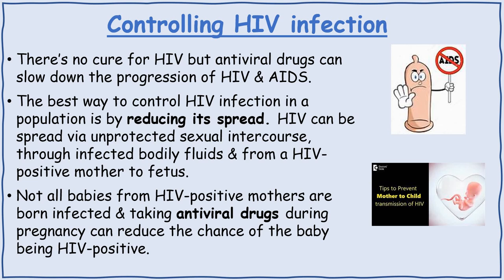The best way to control HIV infection in a population is by reducing its spread. HIV can be spread via unprotected sexual intercourse, through infected bodily fluids, and from a HIV-positive mother to a fetus. Not all babies from HIV-positive mothers are born infected, and taking antiviral drugs during pregnancy can reduce the chance of the baby being HIV positive.